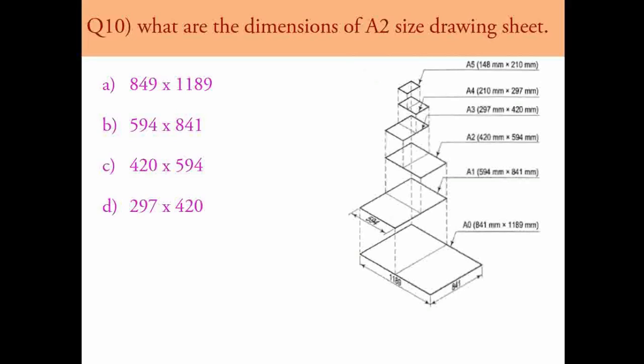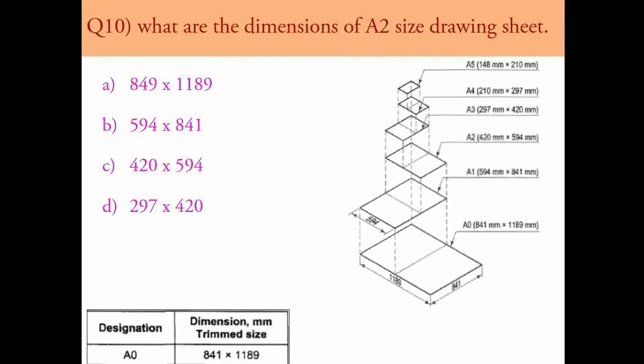Okay, so here, for remembering the dimensions of the drawing sheet, you can just remember the dimensions of the A0 size drawing sheet, and simply reduce the size of one side, the bigger side, and you are able to find out the dimensions of the remaining four sizes of the drawing sheets. So the correct answer for this question is option C, 420 mm by 594.